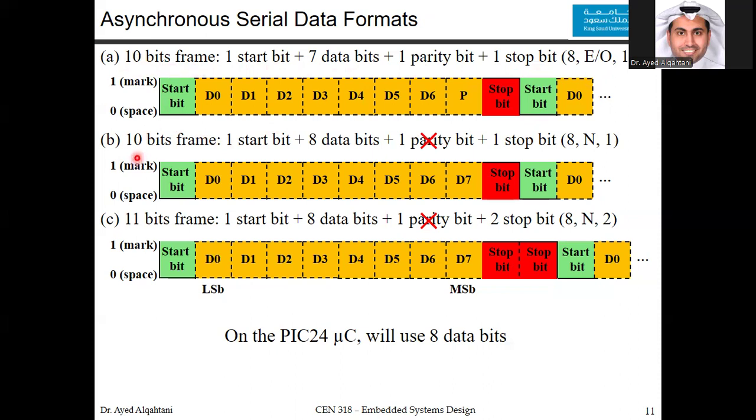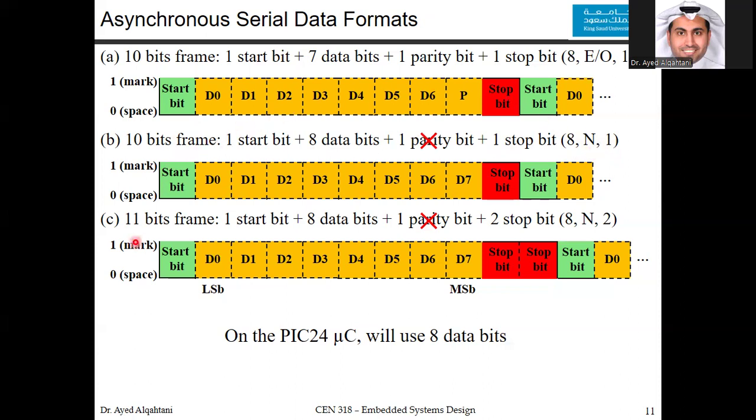The other way is also a 10-bit frame, but now we don't have a parity bit. We dedicate all the bits for data. So instead of 7, now we have 8, from D0 all the way to D7. And same thing, you have a start bit, then 8 bits of all data, then a stop bit, and then you do this again. It is called 8, N, 1, N for saying that we have no parity.